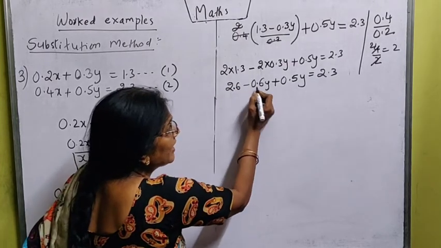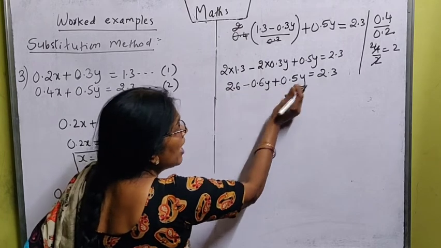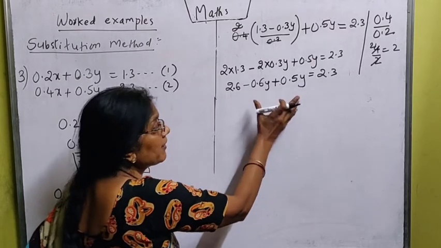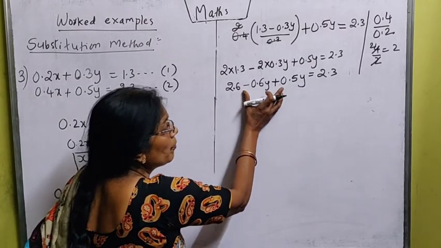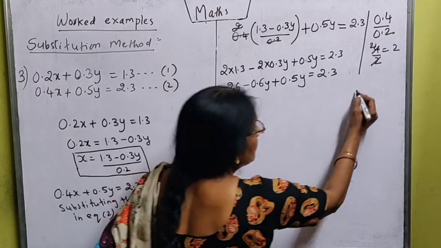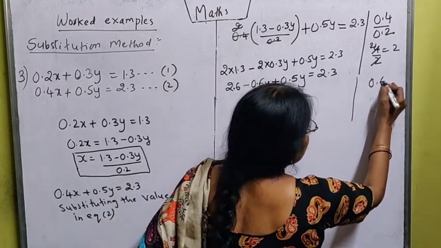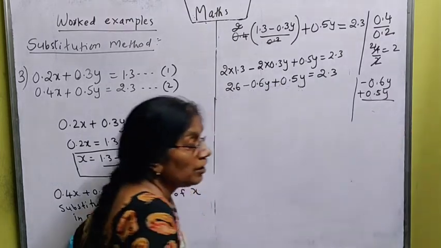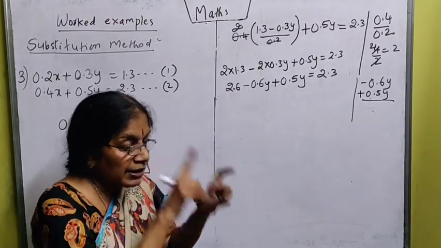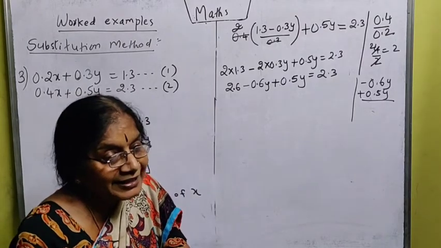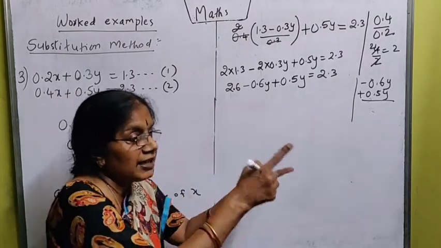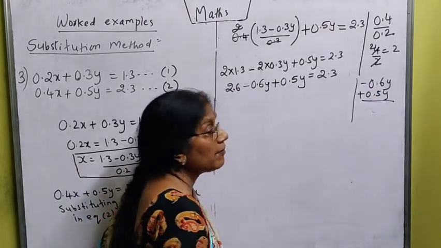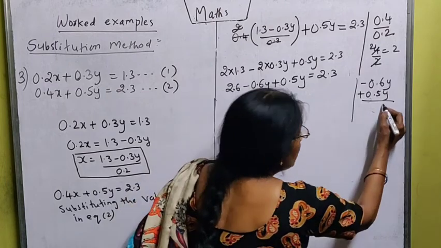So first we will see that 0.6y and 0.5y, the variables are the same. I told you the same variables can be added and subtracted. So first we will take this minus 0.6y plus 0.5y. I will show you over here. 0.6y is minus, plus 0.5y. I have told you when one negative number and one positive number is there, you subtract the smaller number from the greater number. Which is the greater number? 0.6. Which is the smaller number? 0.5. So y will remain as it is.